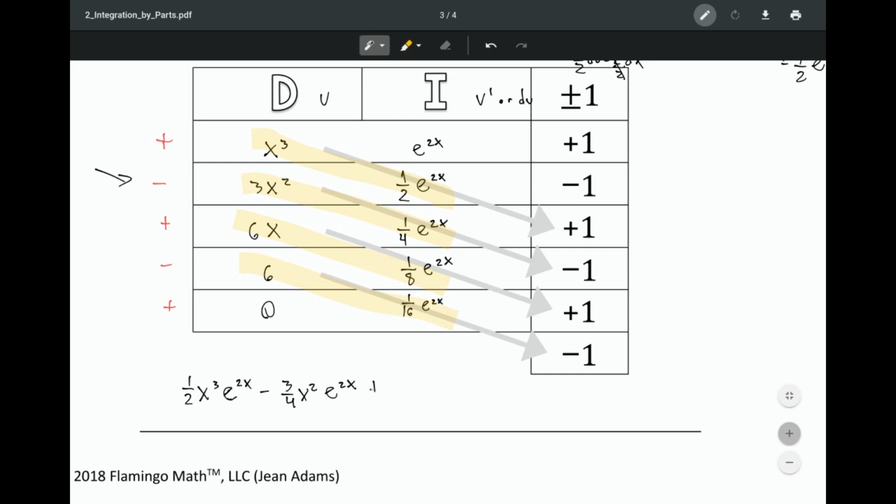So we have plus, let's see, 6x times 1/8. That's going to be 3/4. And again, I have to keep up with that sign. So I have 3/4 x e to the 2x. And now finally I have 6 times 1/16, which happens to be 3/8. And now I have to make it a negative because that's negative. So now I have negative 3/8 e to the 2x plus c. Okay.